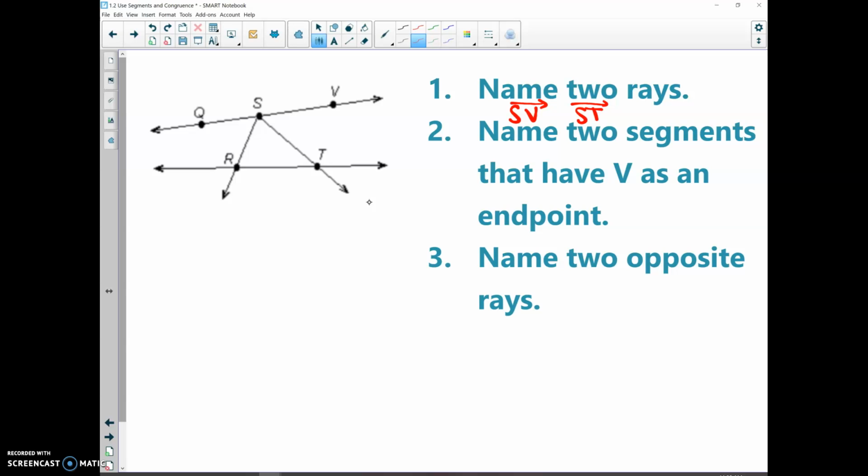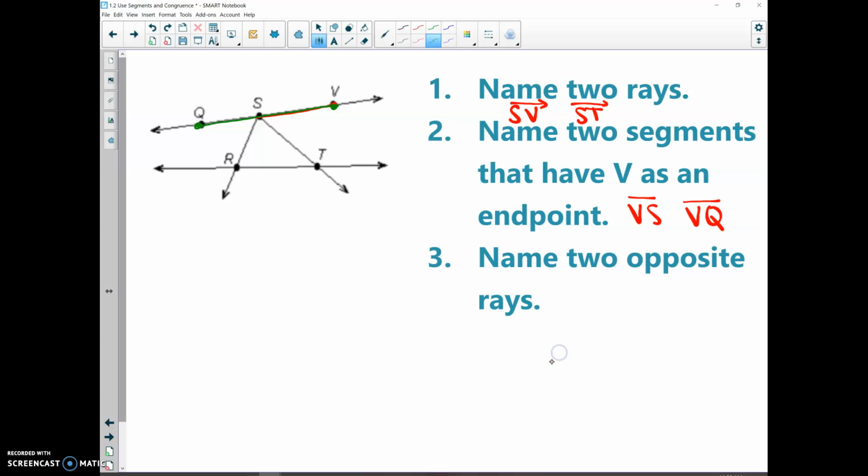2 segments, line segments. So V is right here, and shown in the figure, a line segment, VS would work. And what would be another one? Line segment VQ. If you said VQ, you are correct. The line segment VQ would be this one here.